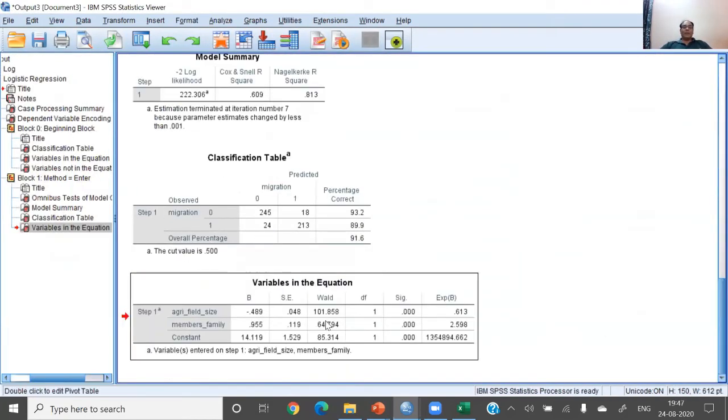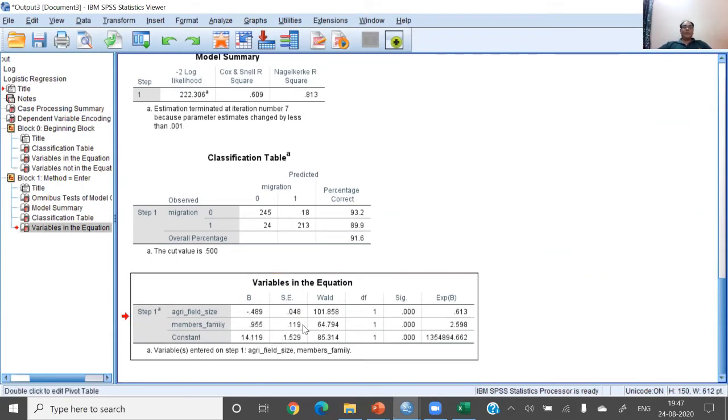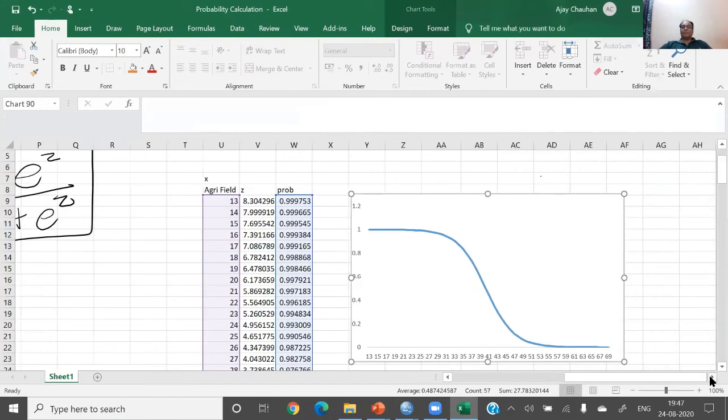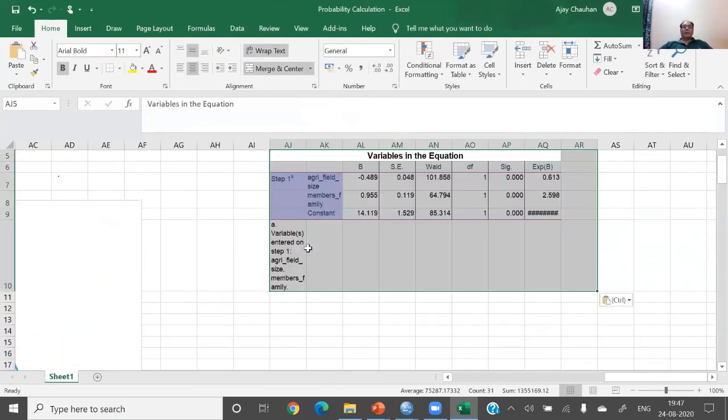It is showing me that the impact of the agriculture field is negative. More fields, less migration. Less field, more migration. But for members of the family, the beta is positive, which means more members, more migration. Less members, less migration. In this way, we can understand the impact, and the actual impact we can see in the probability curve. So let's take this result, and now I'm showing you the interaction effect, and I hope you will enjoy it.